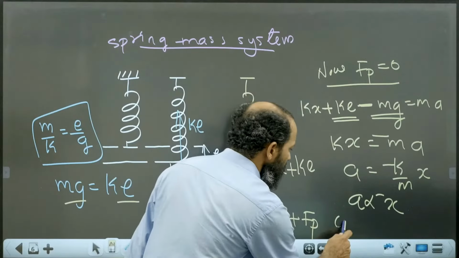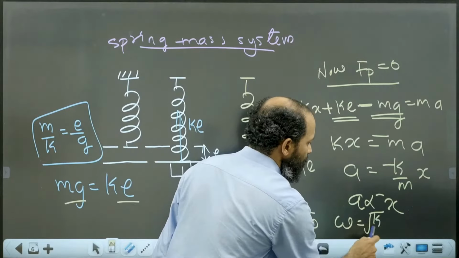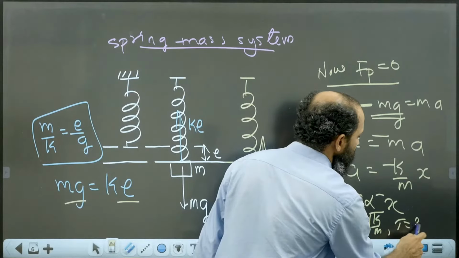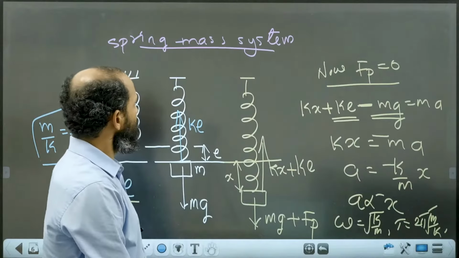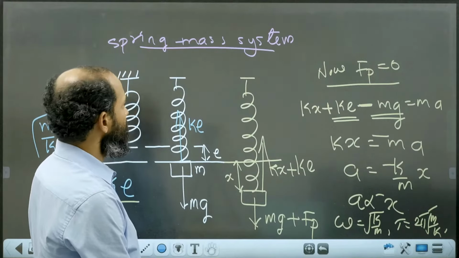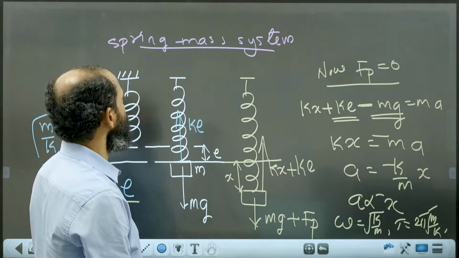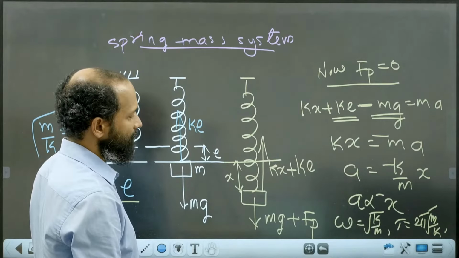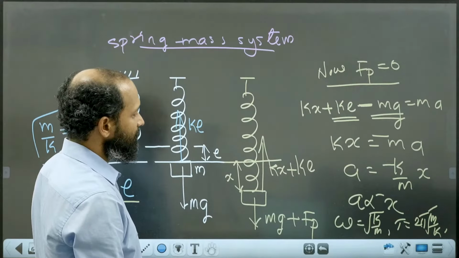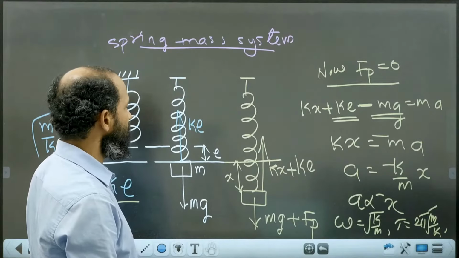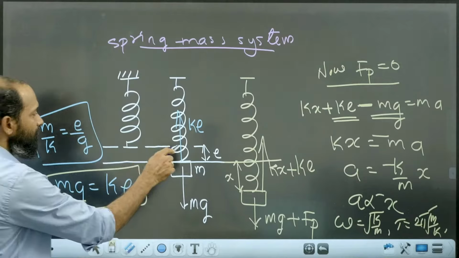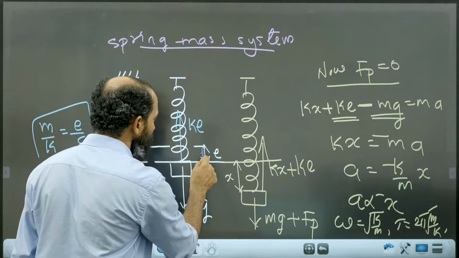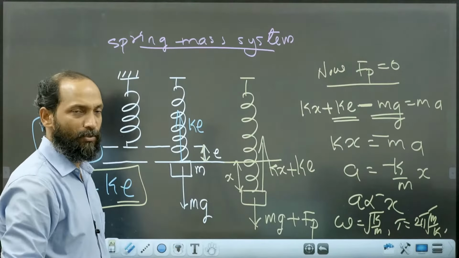Okay, where omega is the angular frequency, root k by m. The time period of the spring mass system is 2 pi root m by k. So this part is very, very important. Don't forget to study this by heart. Spring mass system: acceleration, time period, frequency. Also this relation mg equal to ke. Here e is the notation used for showing the extension produced by the load alone. Okay.